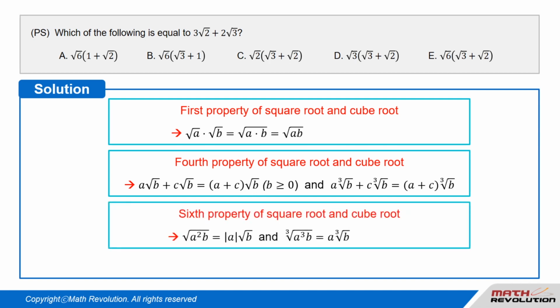Let us talk about the sixth property of square root and cube root. An even exponent under the same even root will result in an absolute value of the number, while an odd power under the same odd root will result in the number itself. So, square root of a squared times b equals modulus of a times square root of b, and cube root of a cubed times b equals a times the cube root of b.